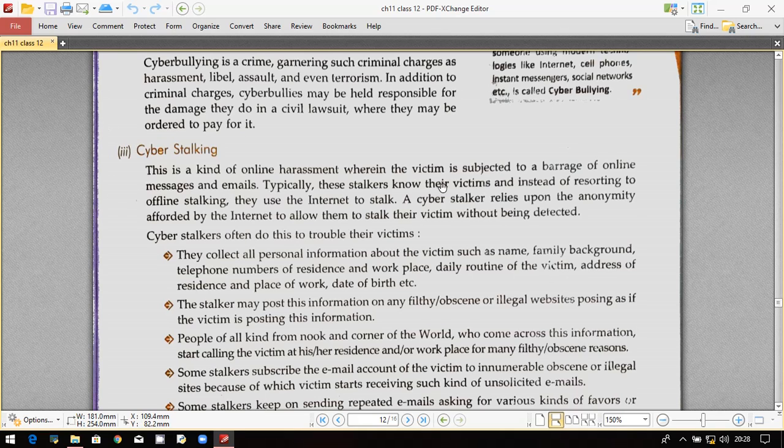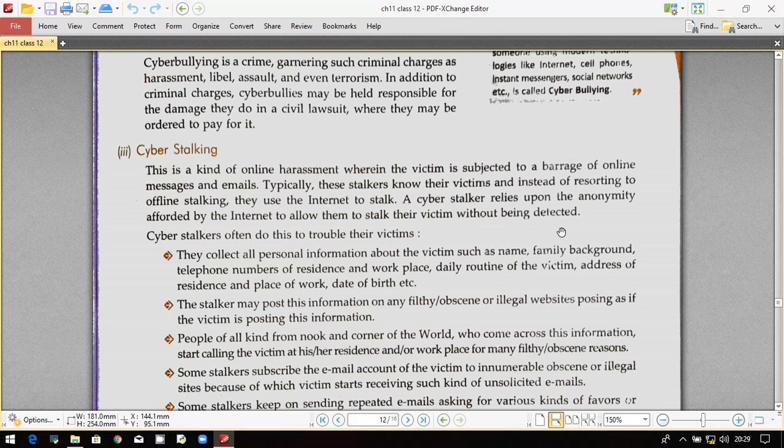So this is the kind of online harassment wherein the victim is subjected to a barrage of online messages and emails. Typically, these stalkers know their victims, and instead of resorting to offline stalking, they use the internet to stalk. Okay, so a cyber stalker relies upon the anonymity afforded by the internet to allow them to stalk their victim without being detected. So they are not being detected by the original victim of that particular cyber stalking. Okay, so the victims do not know about the stalking, and they are just doing their regular activities over their systems, over the internet connection.